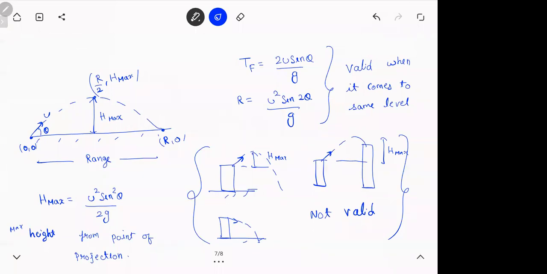So that kid, what she was doing: I asked her, I projected with U, find the range. She said, U square sine 2 theta by g. I said, good, you remember the formula. Then I said, what if I throw from the building? U square sine 2 theta by g. Okay. I said, what if I throw like this? U square sine 2 theta by g. Meaning, it has become like a robot. You say range, you say U square sine 2 theta by g.